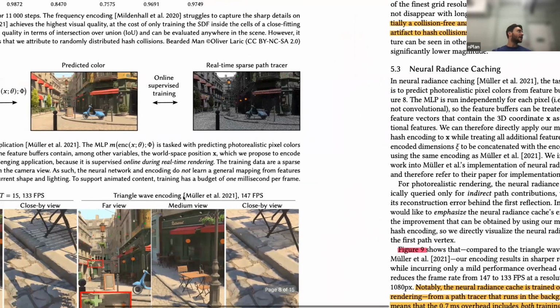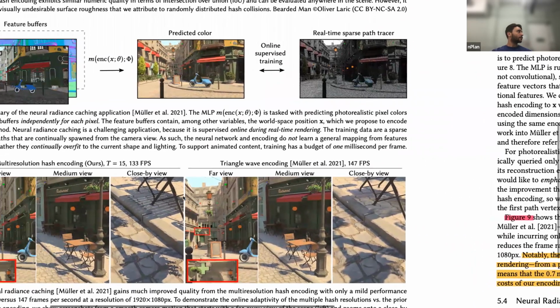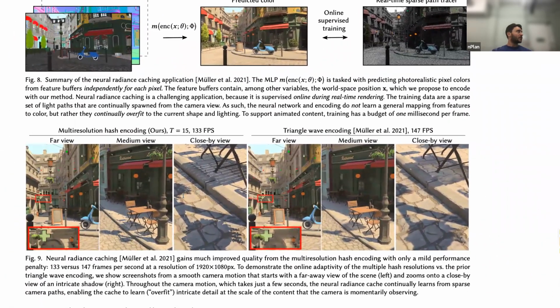And again, they show the performance of their method, which is the multi-resolution hash encoding versus these triangle wave encodings. And you can see that you get much clearer shadows, for example, in the image than you would if you were using the triangle wave.